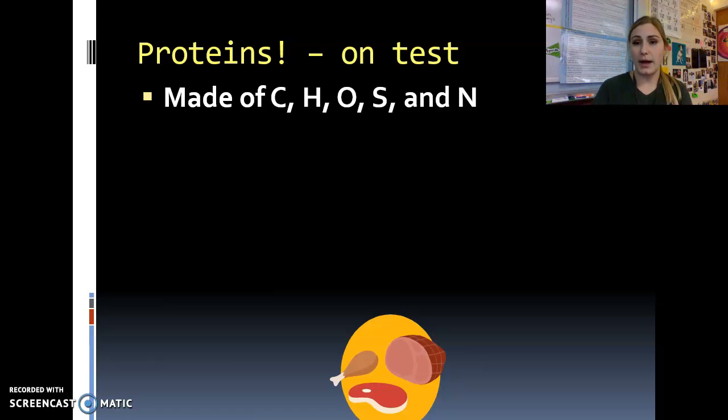So we have carbohydrates with carbon, hydrogen, oxygen; lipids with the same exact stuff, carbon, hydrogen, oxygen, and sometimes phosphorus. Nucleic acids have carbon, hydrogen, oxygen, nitrogen, and phosphorus. And for proteins, we have carbon, hydrogen, oxygen, sulfur, nitrogen. So I like to think about CHO, CHOMP, and CHOSEN. Cho, chomp, chosen. We've got carbs, lipids, proteins, nucleic acids. Proteins are CHOSEN. Nucleic acids have CHOMP.